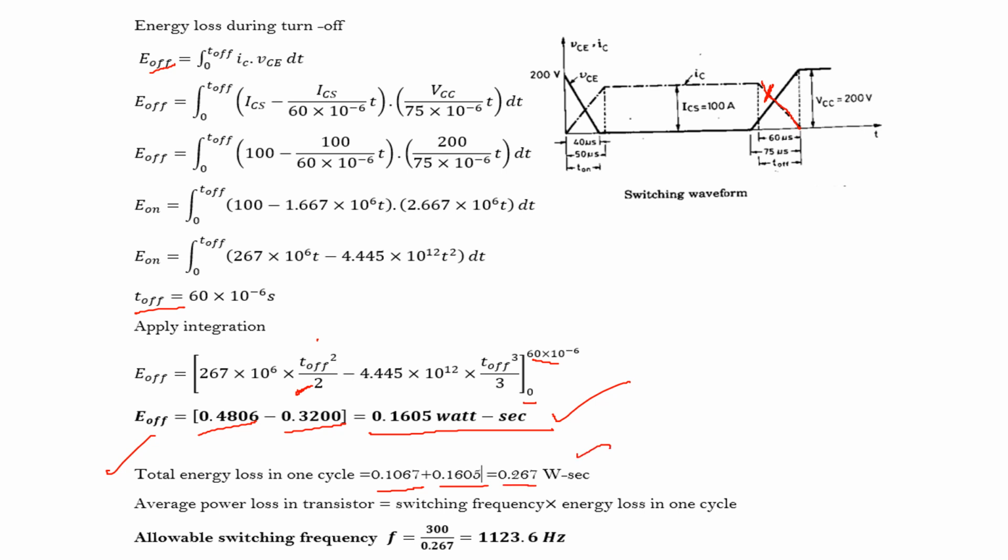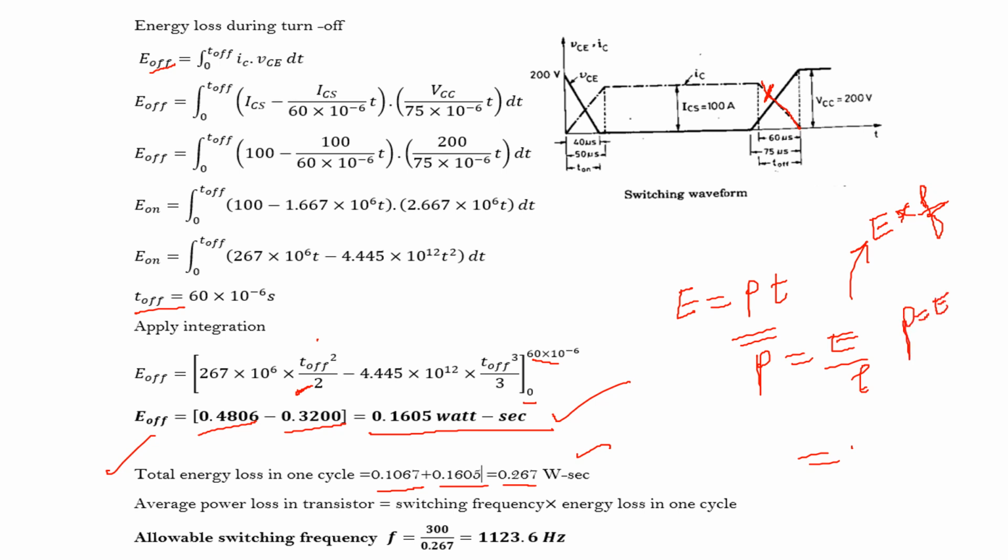Average power loss in a transistor: energy equals power into time, so power is energy divided by time. Time is 1 by F, so P is equal to E into F, the energy loss in one cycle into the switching frequency, which gives the average power loss. So F is equal to power divided by the energy. What is the power given? 300. What is the energy loss? 0.267. Now we get the answer 1123.6 Hertz.